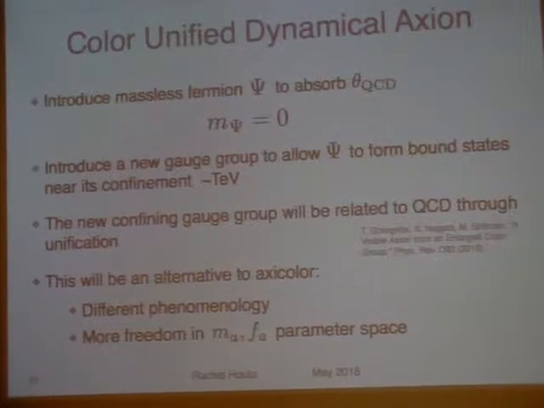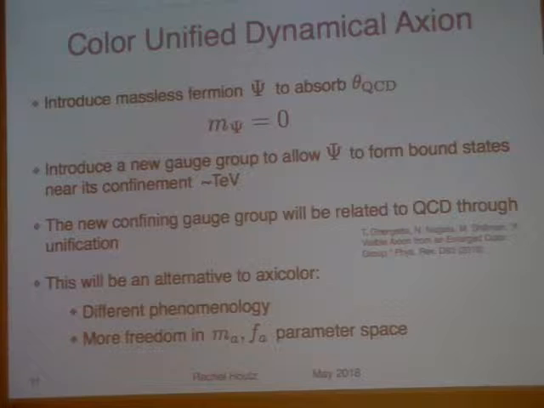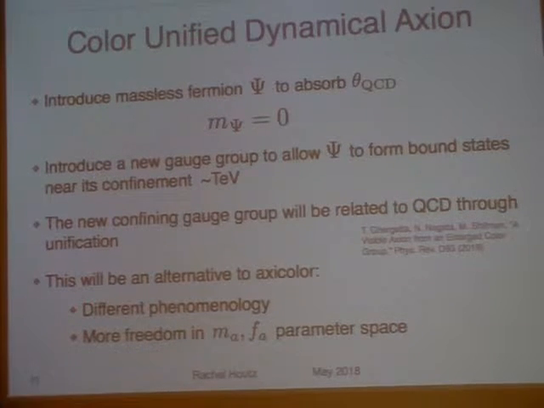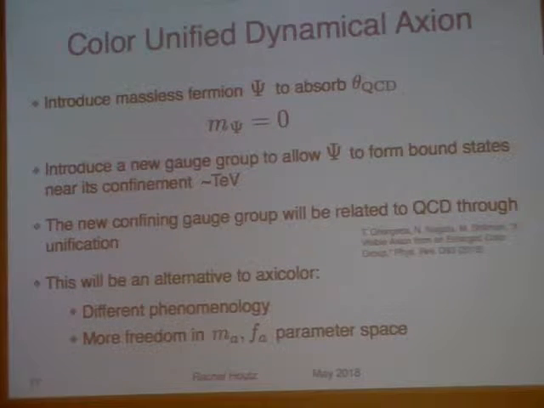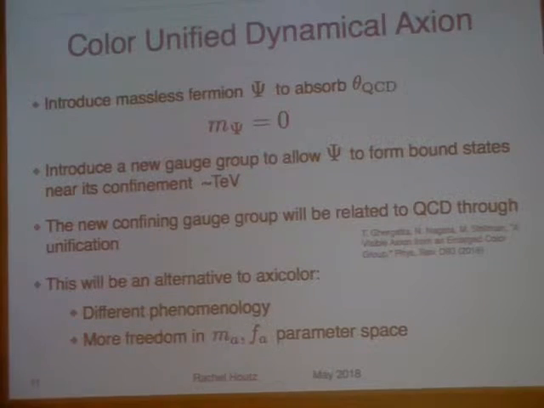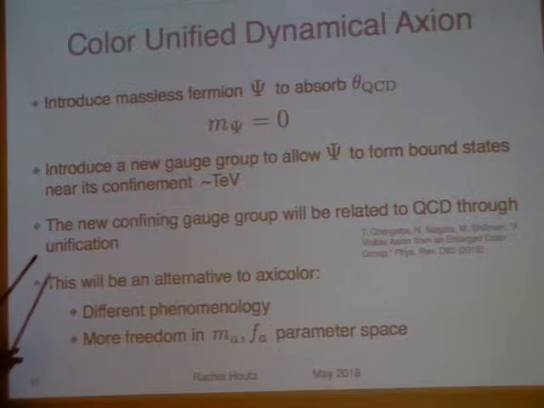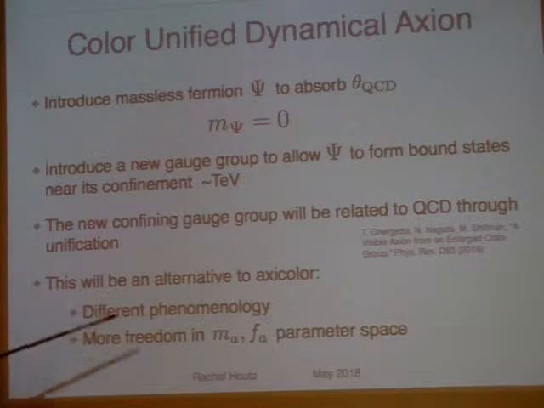All right, so what we did is sort of along the same lines. We introduced a new massless fermion to absorb the QCD theta angle. And we want to introduce a new gauge group so that this massless fermion can form bound states around the confinement scale of this new gauge group. And we're going to relate the two groups, but instead of relating them through a Z2 symmetry, we relate them through unification. So this will be an alternative to ACUT. The fact that we use unification instead of two massless quarks will give different phenomenology and more freedom in the m-f-a parameter space.